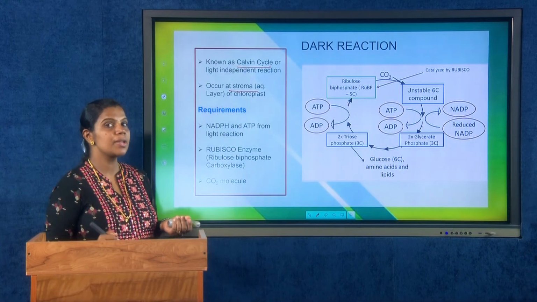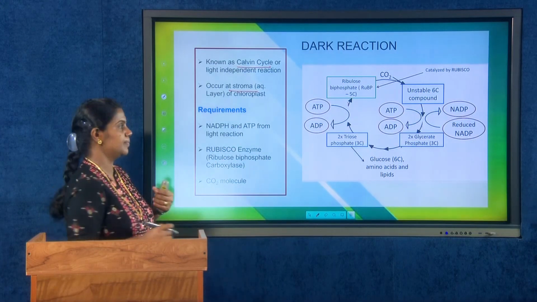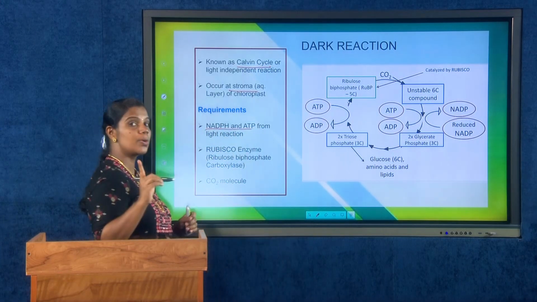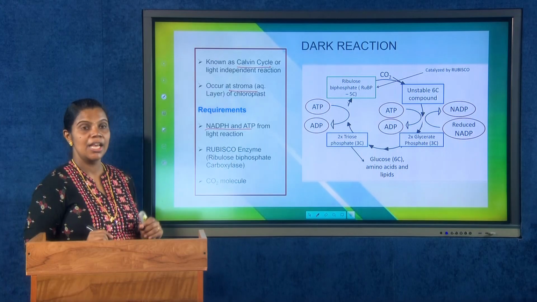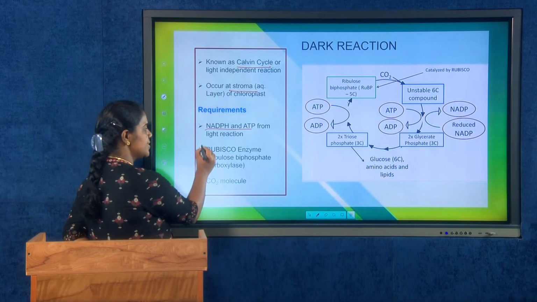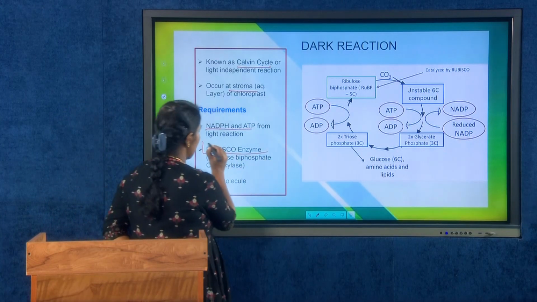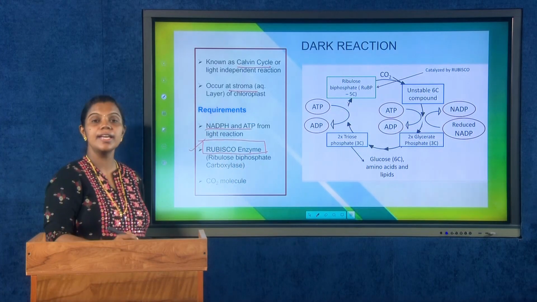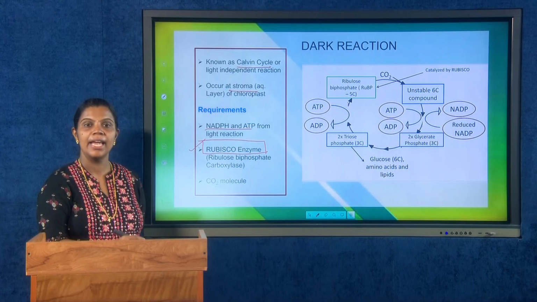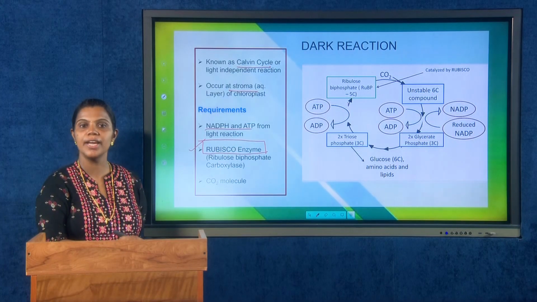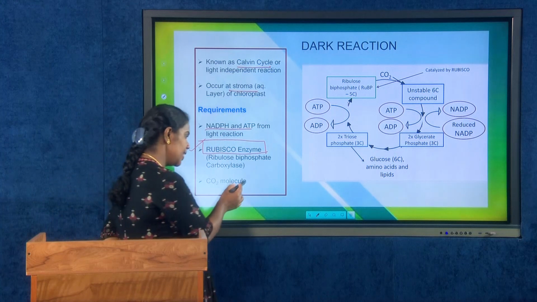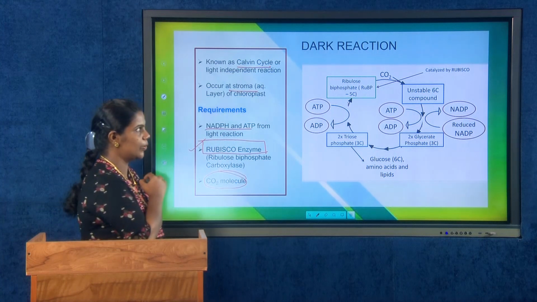Now, what are the requirements for dark reaction? We need the NADPH and ATP that is being produced in the light reaction. Another requirement is the Rubisco enzyme. It's very, very important. It is the ribulose biphosphate carboxylase enzyme. We also require the carbon dioxide molecule.